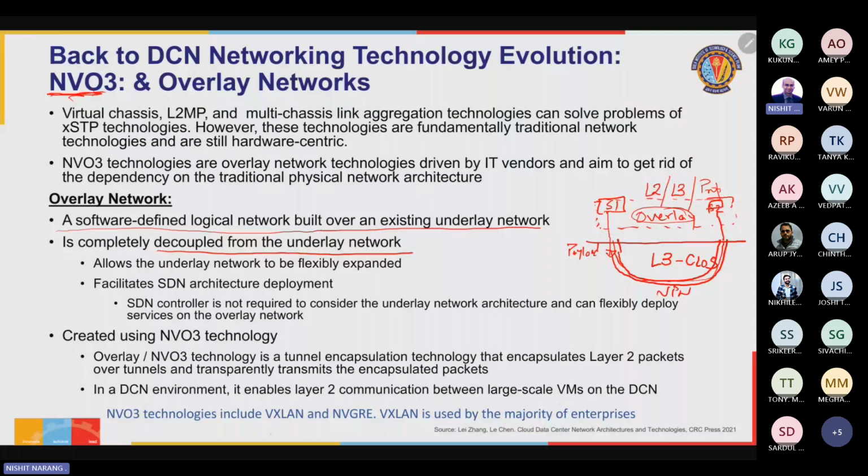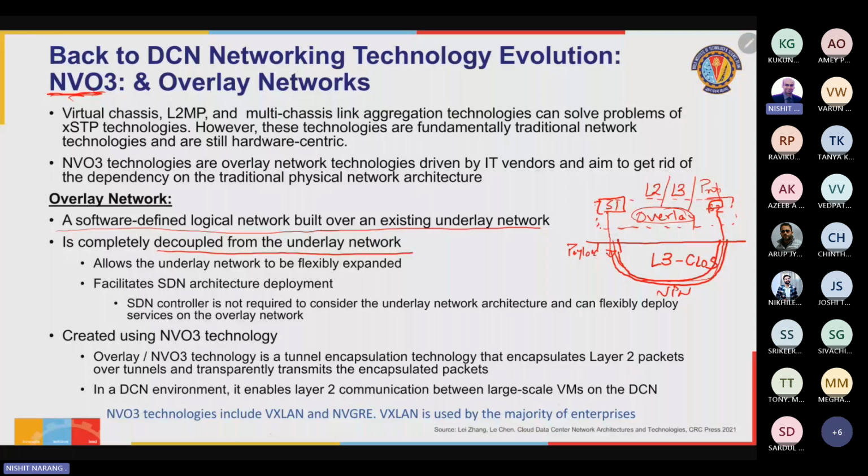For the underlay network, it's all payload. Okay? So what it allows you to do is to say that they're two decoupled networks. The overlay network is completely decoupled from the underlay network. Decoupled means they can evolve independently without impacting each other. The protocols are disjoint. They are not coupled together.